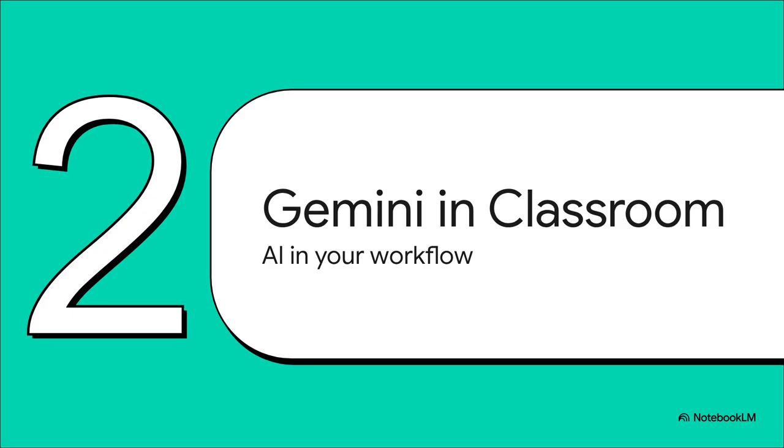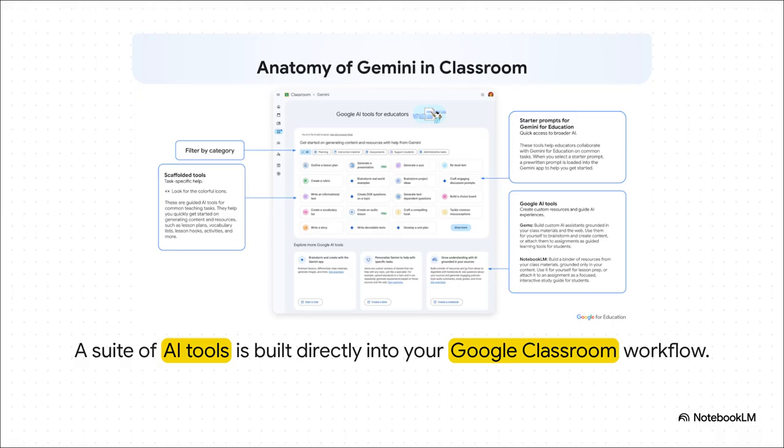Now, a standalone tool is great, but an integrated one? That's a total game changer. And this is where Gemini in Google Classroom really shines. It brings all that AI power right into the environment where you already do your work. No more switching between a million tabs. And here it is, look at that, right inside your Google Classroom. This isn't some separate app you have to go find. Look at all these tools built right in. You've got starter prompts for quick ideas and specific tools for things like outlining a lesson, generating questions, or, yes, creating a rubric. It's all just part of your existing workflow.